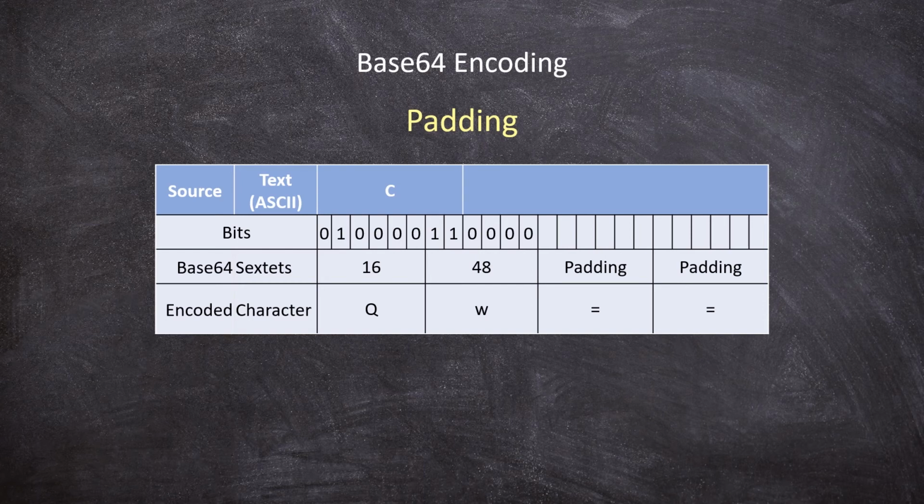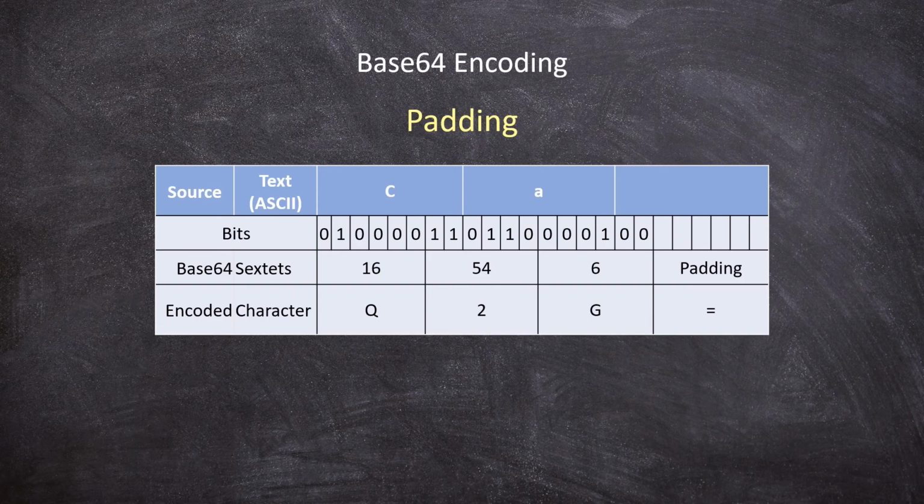And we can see this once again, this time with 2 bytes of data. The same process is used as before, except this time there's only 1 single padding character added to the end. So that's it for the encoding.